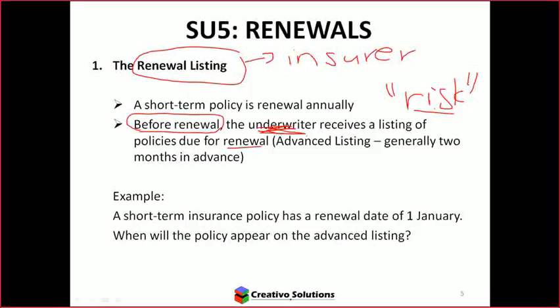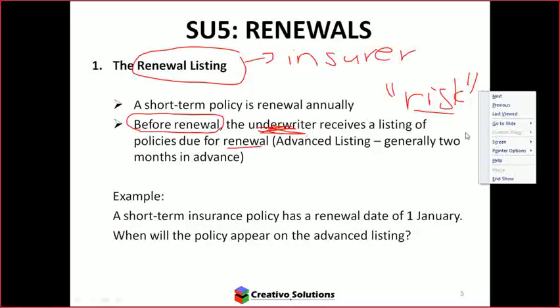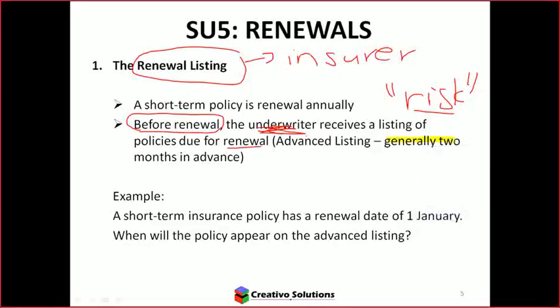Okay, so the example here: a short-term insurance policy has a renewal date of 1st Jan. The advance listing is 2 months in advance. When is this going to appear on the advance listing? What date?